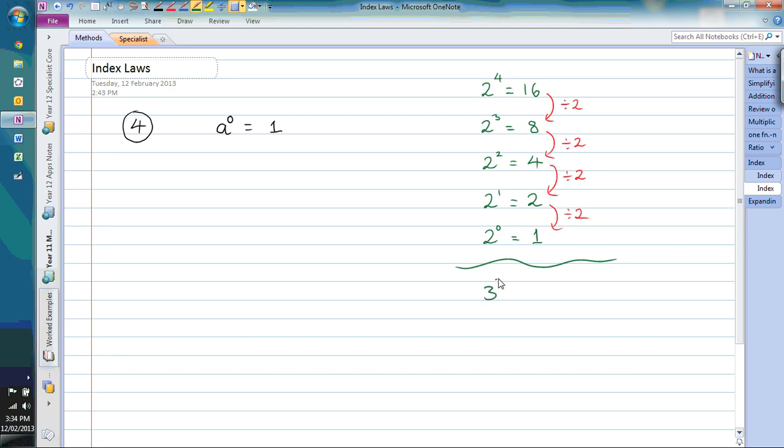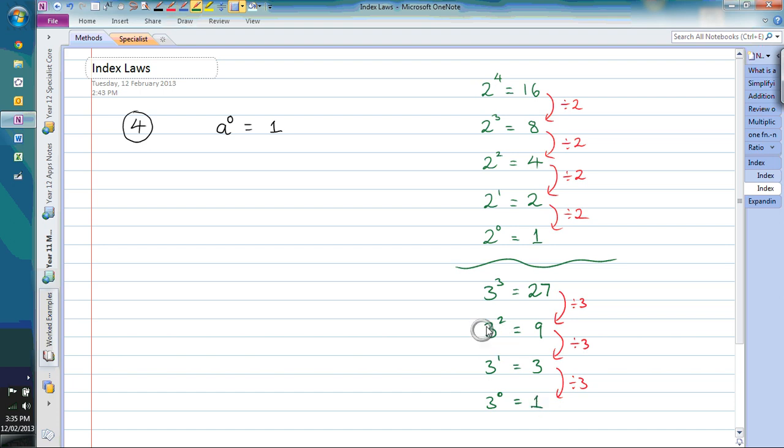Let's pick a different power. Let's go 3. 3 cubed, that means 3 times 3 times 3. Well, that's just going to be 27. 3 squared, that's 9. 3 to the power of 1, that's 3. 3 to the power of 0, well, having a look here, 27 rather, if I divide by 3, I get down to 9. 9 divided by 3 is 3. So at each step we're dividing by 3. So again, dividing by 3 here, 3 divided by 3, well, again, that's going to be 1.